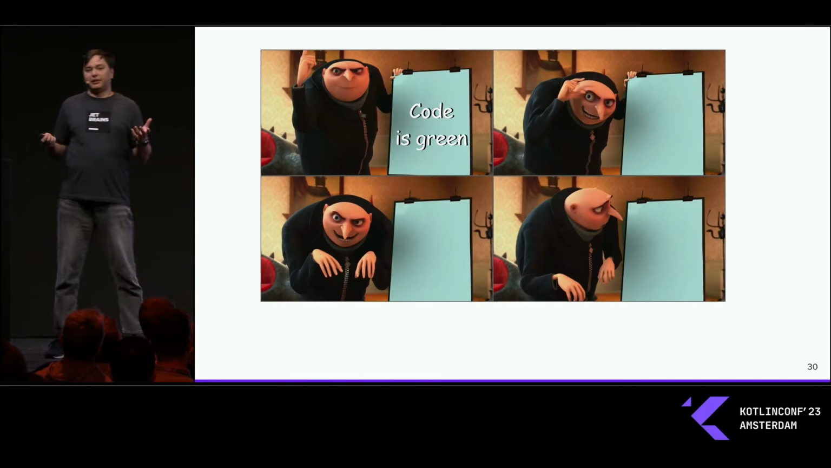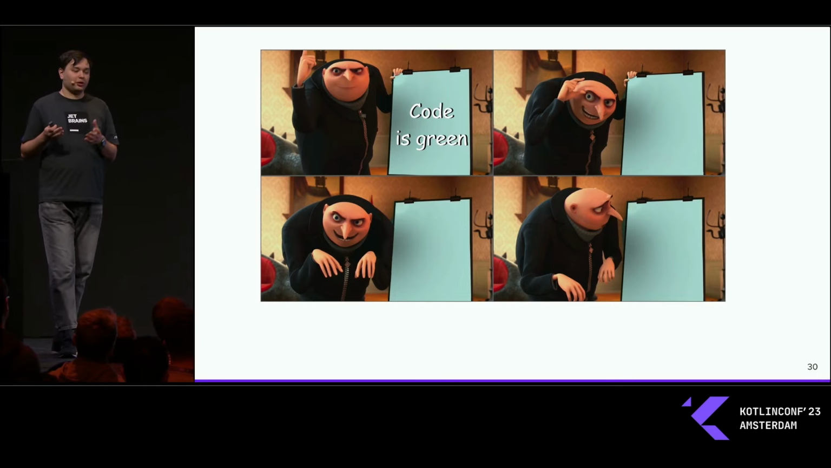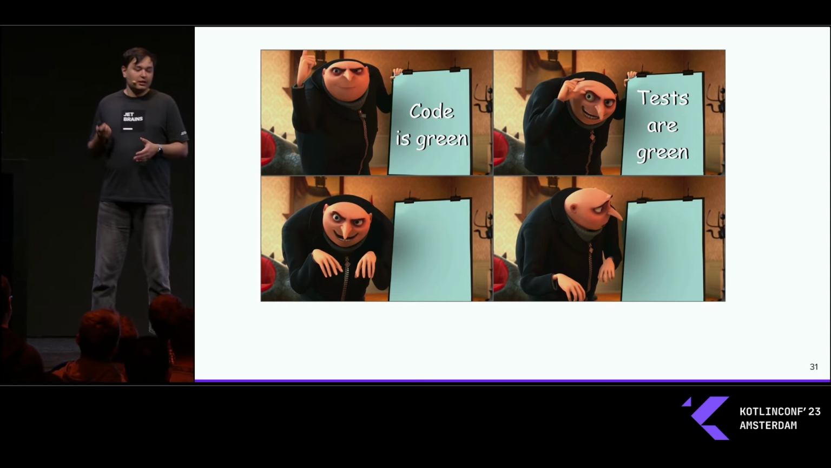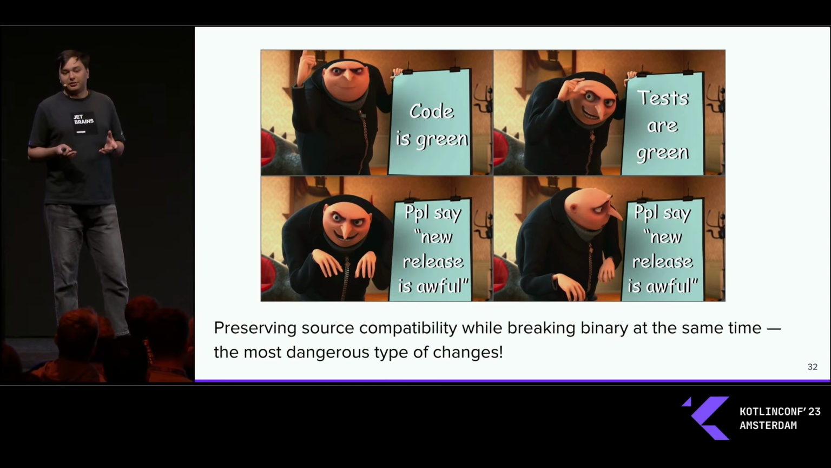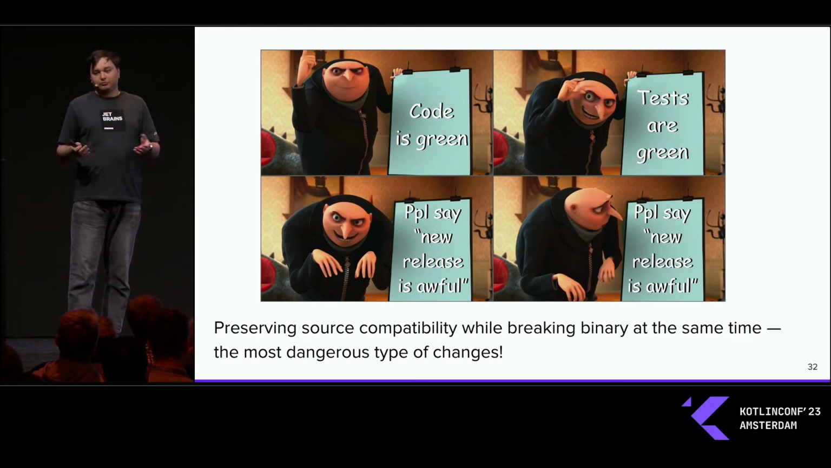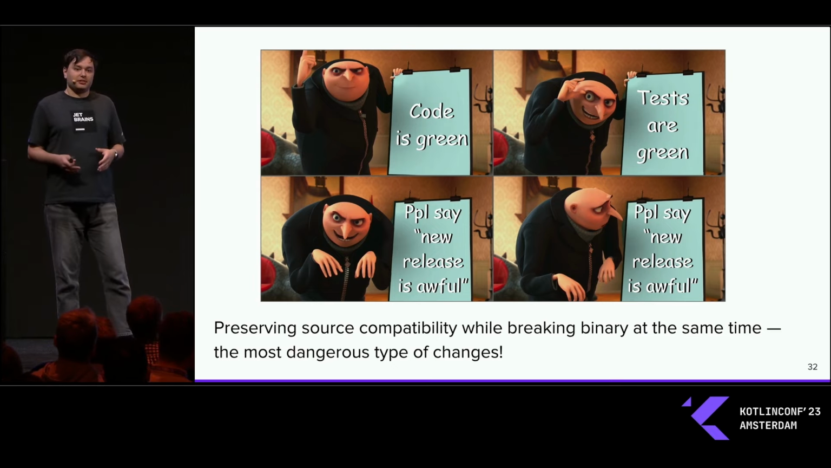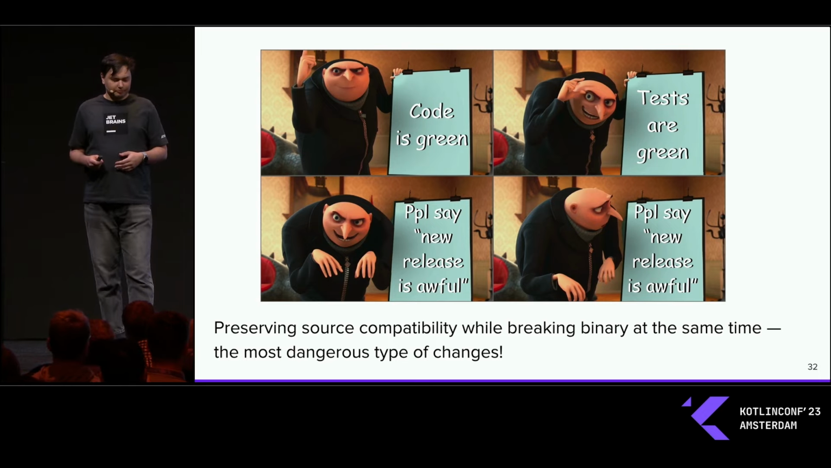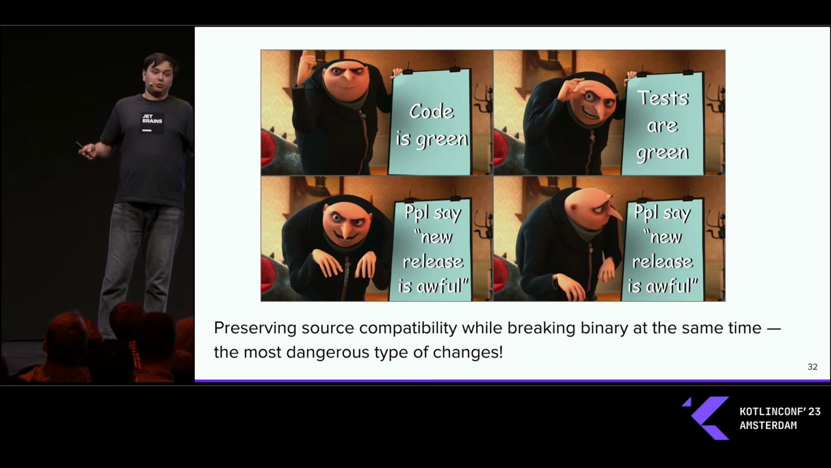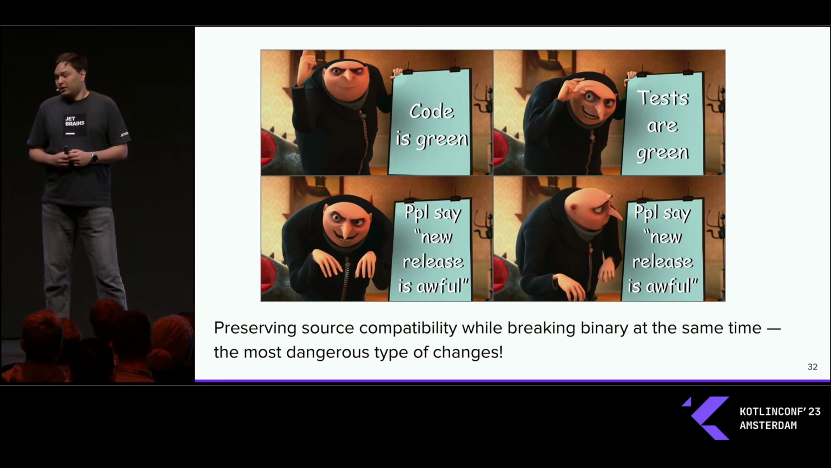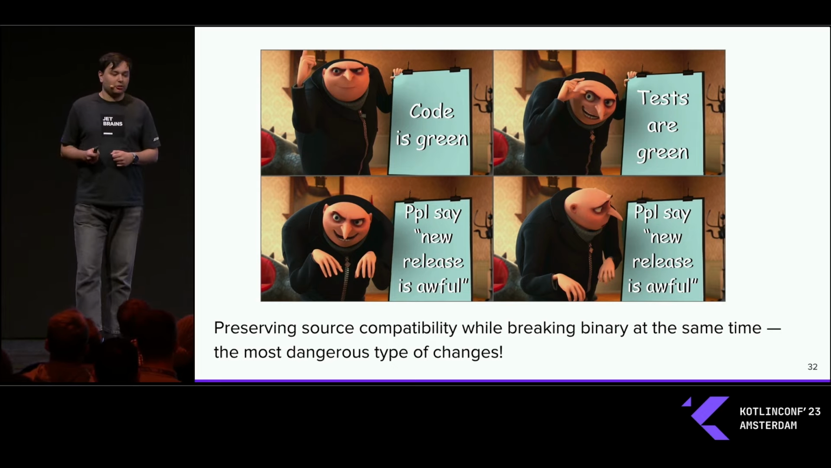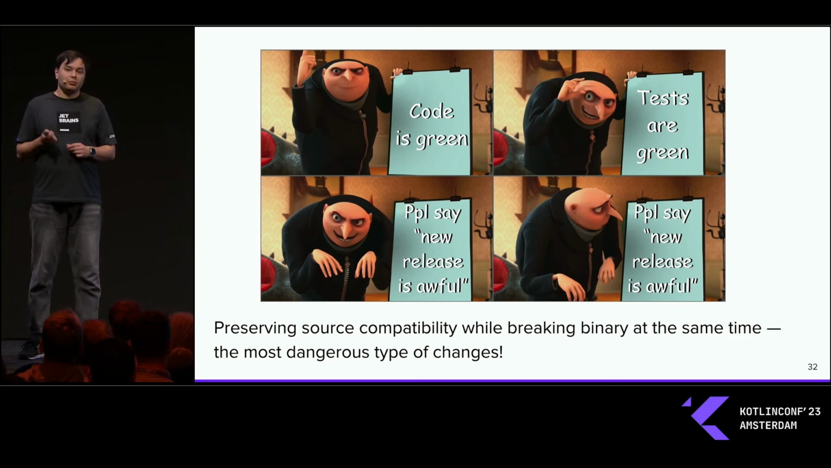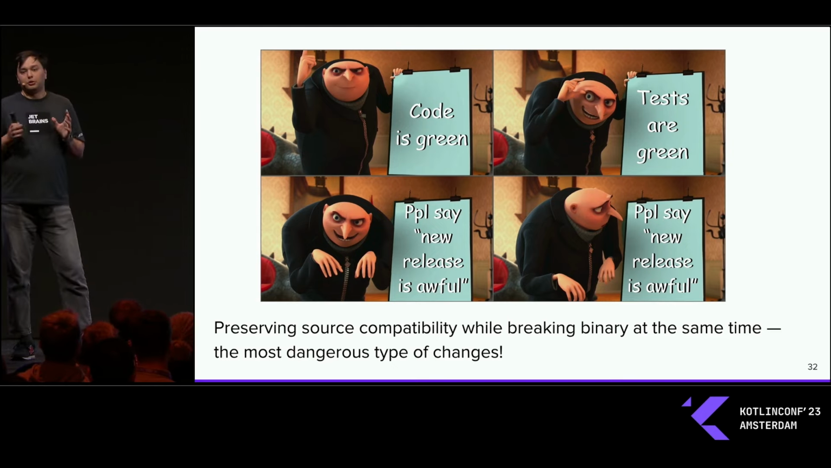So in the end, you can get yourself in a situation like this, when your code is green and your tests are green and you haven't even changed them. But people say that the new release is awful because it broke some transitive dependencies, broke some applications, and generally no one can migrate to this new version because it is broken. So preserving source compatibility while breaking binary at the same time is the most dangerous type of change, and you should avoid it.